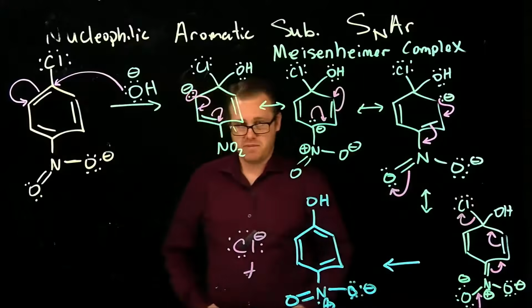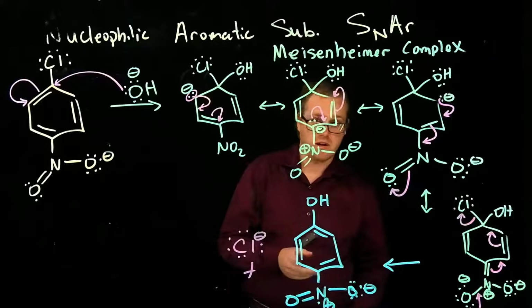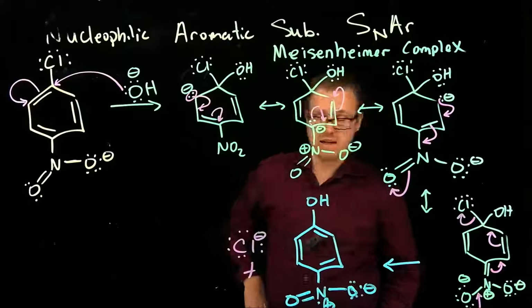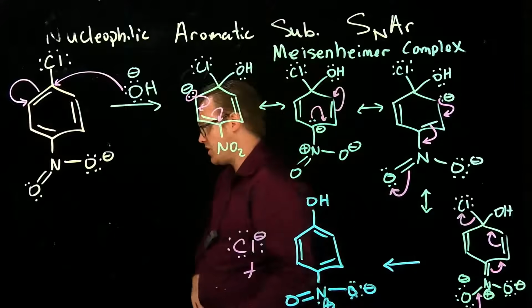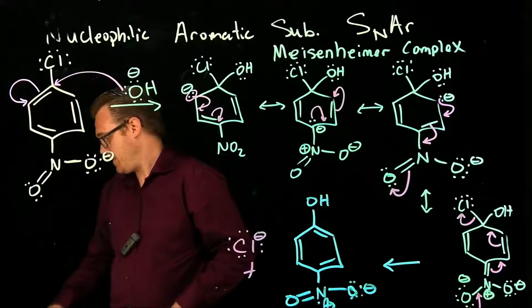But remember the difference between the sigma complex and the Meisenheimer complex. Meisenheimer complex has the negative charge going through. Sigma complex has the positive charge going through.